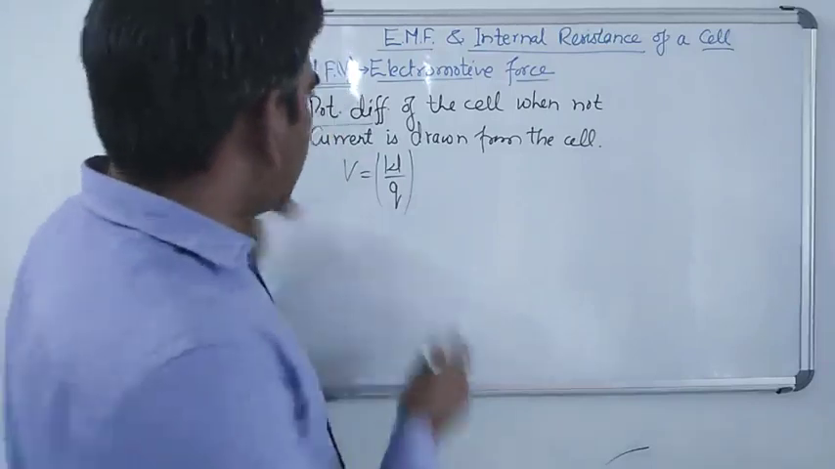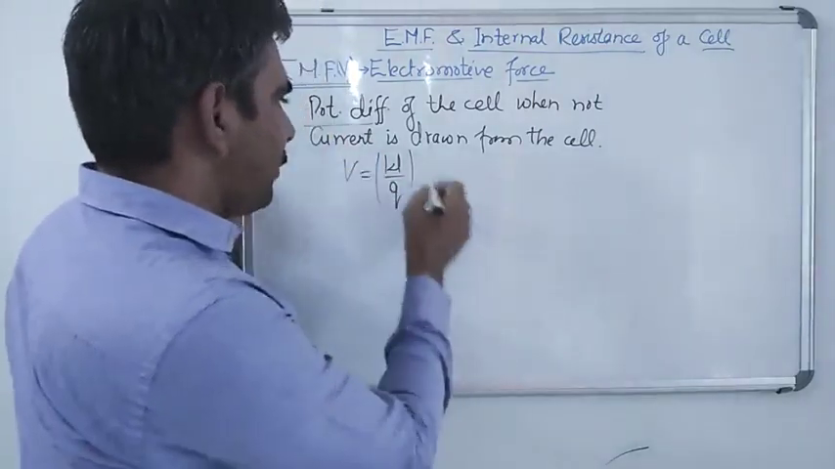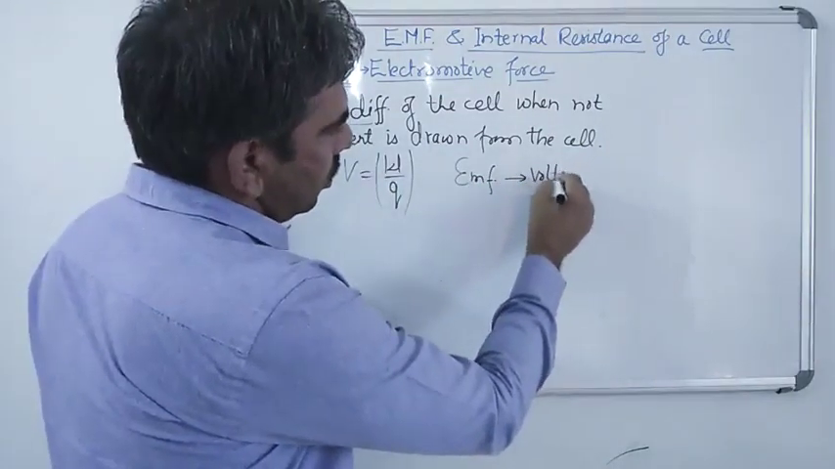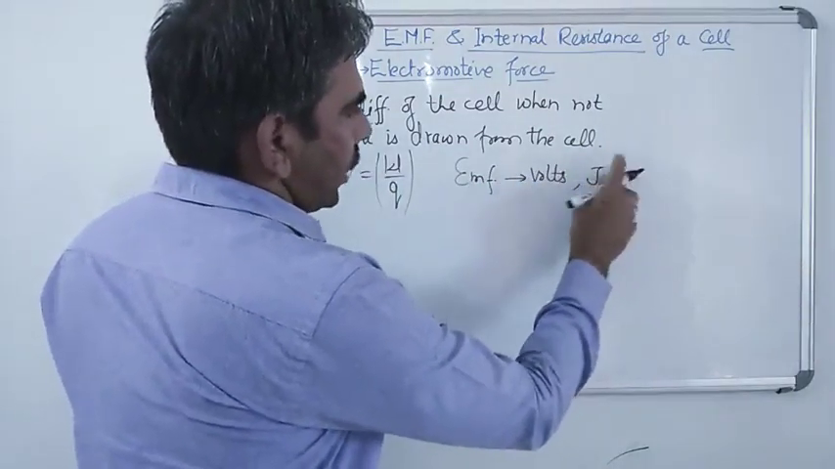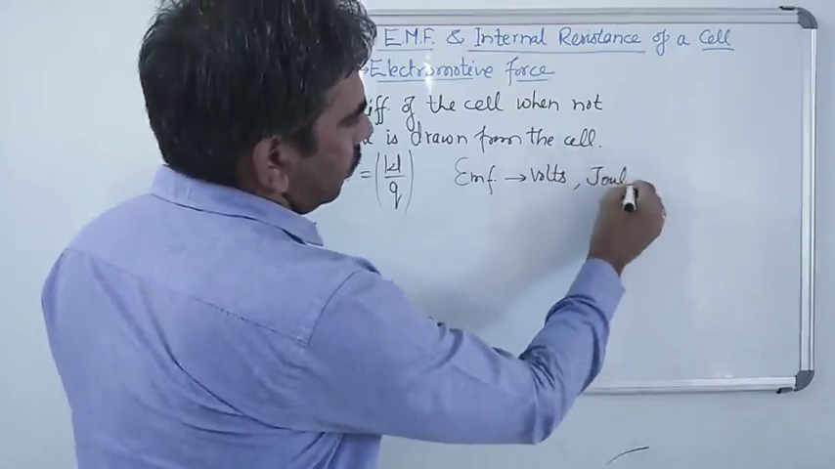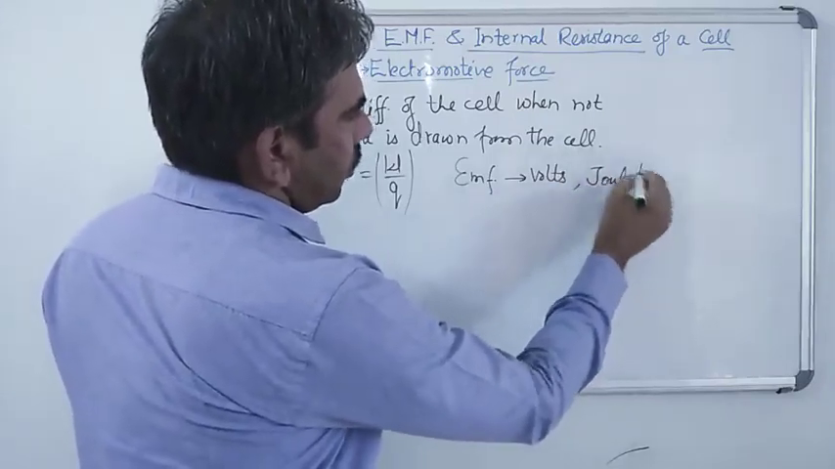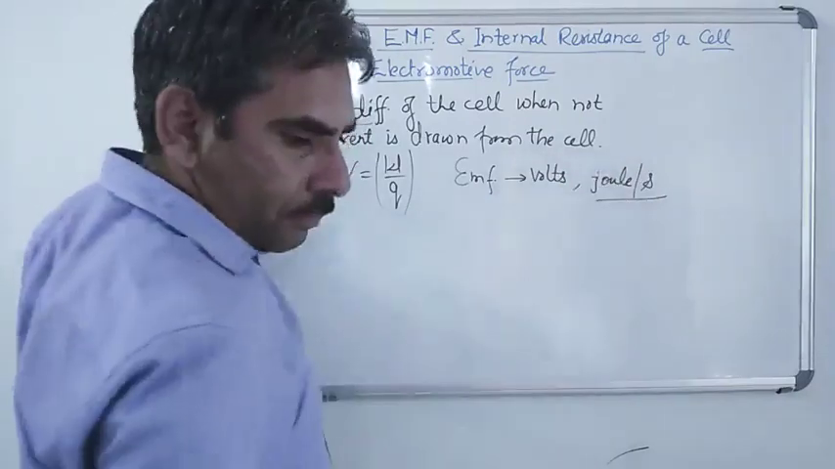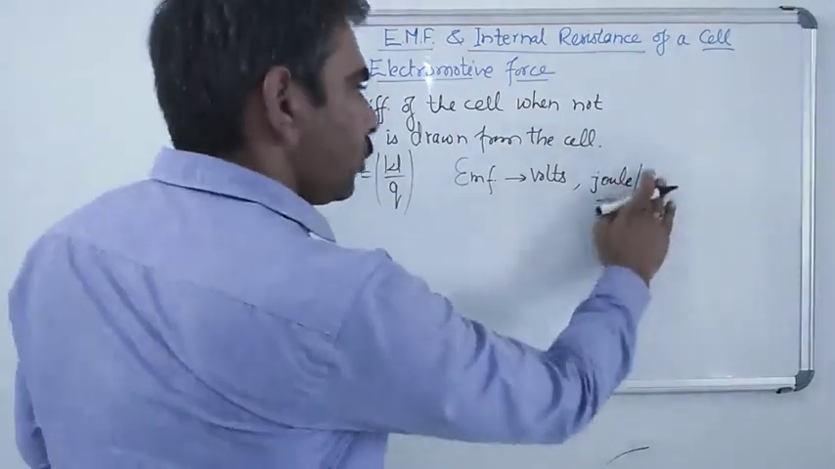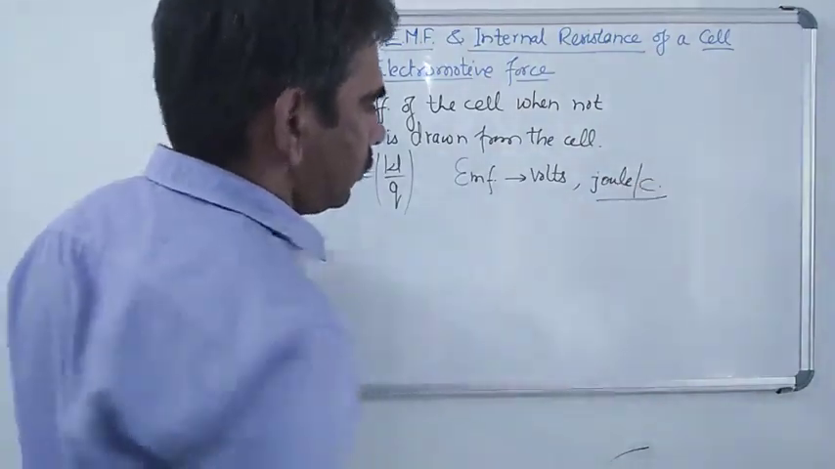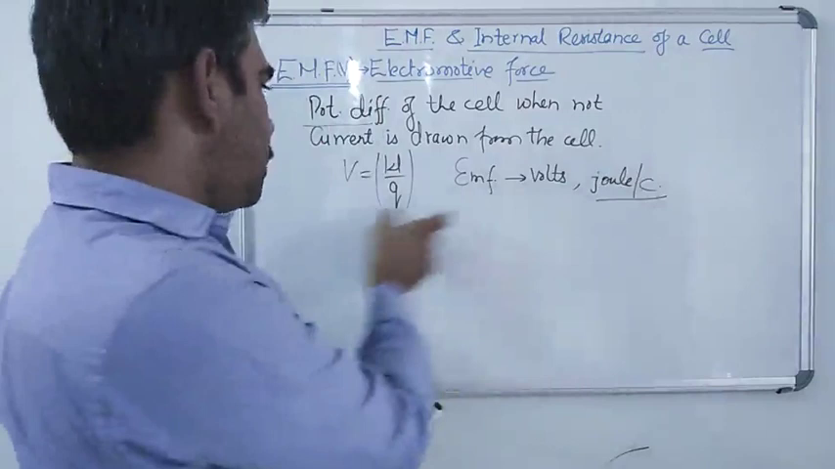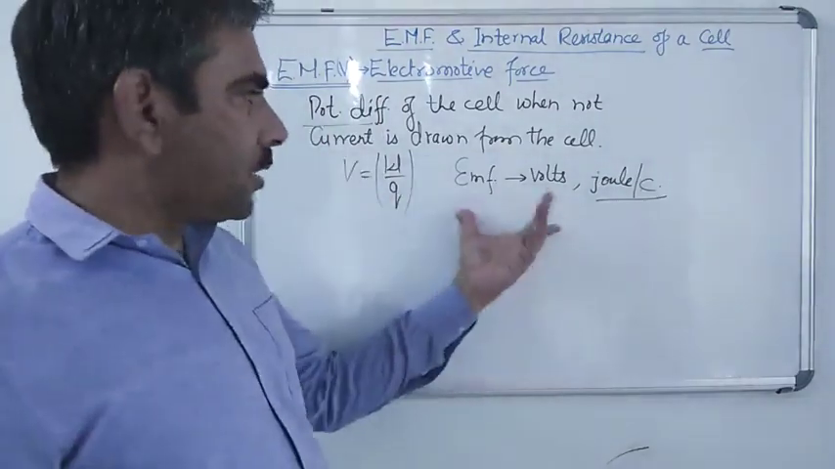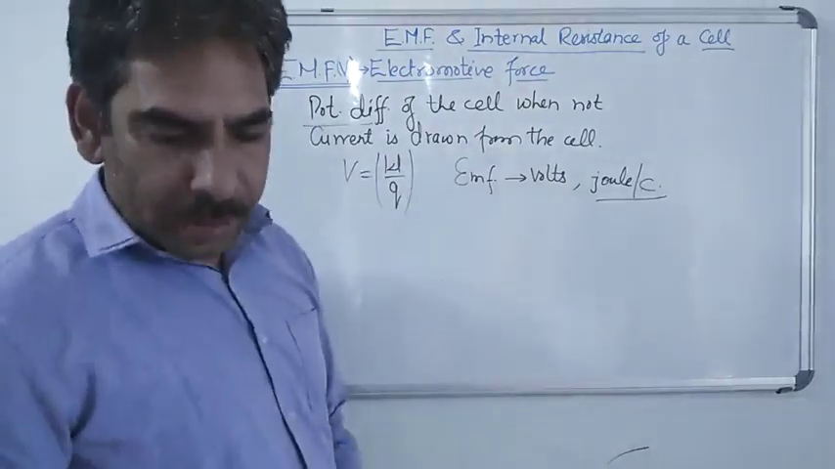Another thing to understand: of course the units for the EMF are also volts, or joule per second. Sorry, joule per coulomb. These are the units, and of course we know that potential difference has the units of volts, hence the EMF has the units of volts simply, right?